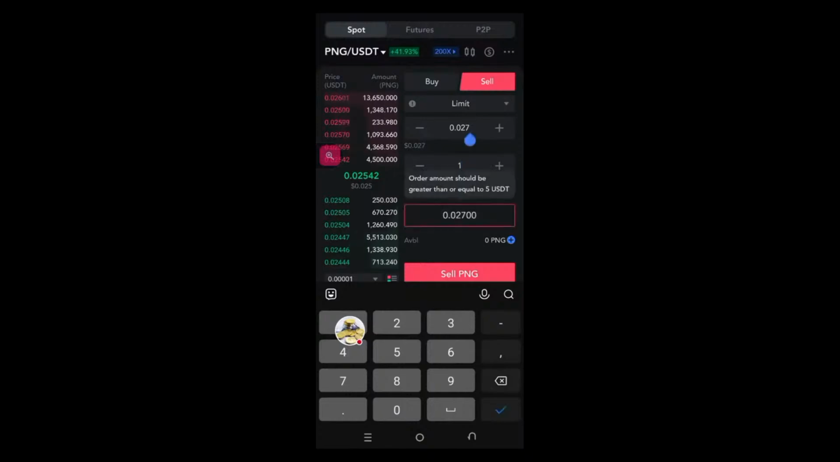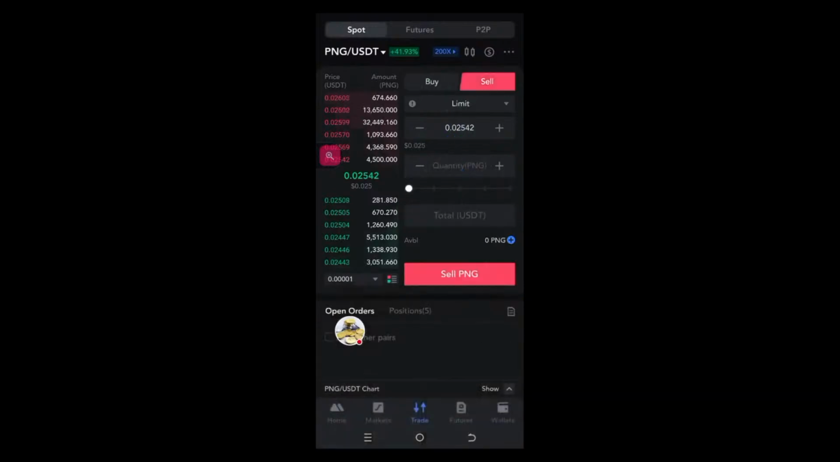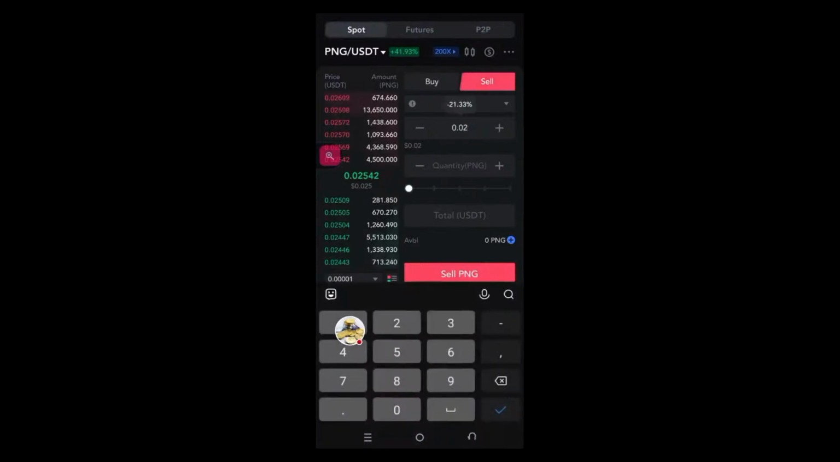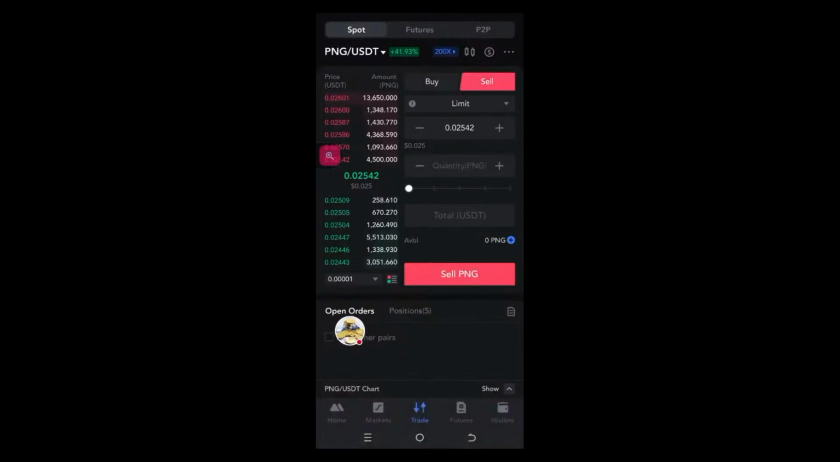Let's put 26. Let's see whether that will work for us, and then we'll go with it. Okay, $51.14. That's not bad. So let's go.